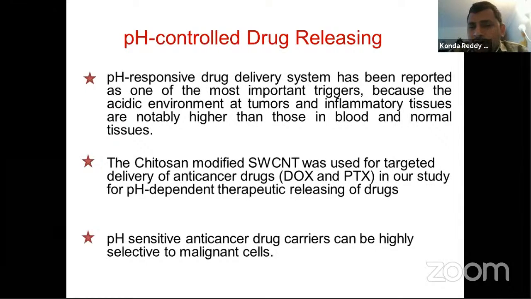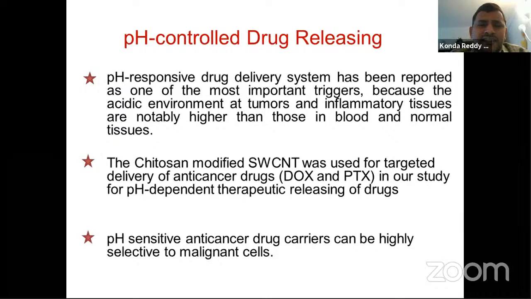It's very easy to load the drugs and see in your experiments how we can load them, but it's very difficult to show how the drug releases. So what we have used is pH controlled drug releasing. Why? Because the tumor environment in the surrounding area is highly acidic. The blood pH is normally around 7.4, but the tumor microenvironment is around 5 to 5.5, 5.7, which is very highly acidic.